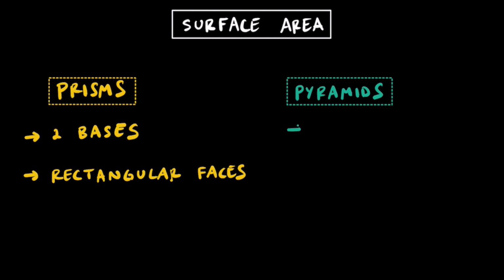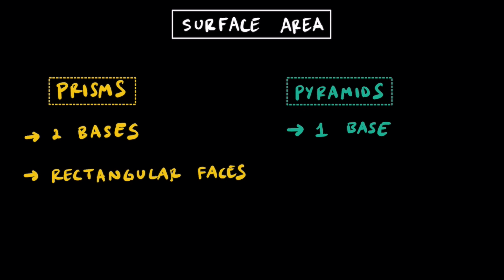So while prisms have two bases, pyramids are only going to have one base, right? Think about how the Egyptian pyramids look. They have a square on the bottom, and that's going to be the one base. You could also have triangular pyramids or pentagonal pyramids or octagonal pyramids. The name of the base, or the shape on the bottom, is going to be that type of polygon.